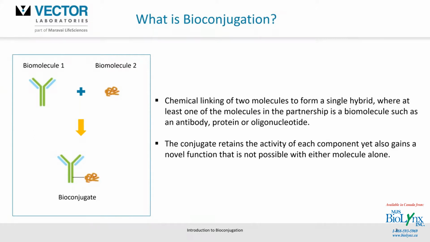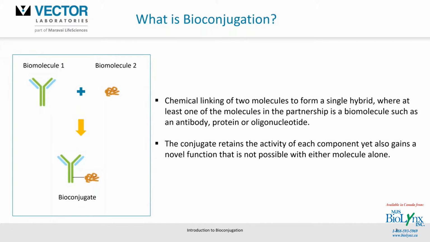So bioconjugation is the chemical linking of two molecules to form a single unit or a hybrid. But since this is bioconjugation, of course, at least one of those molecules in this union or hybrid would be a biomolecule such as an antibody, a peptide, a protein, or indeed an oligonucleotide.